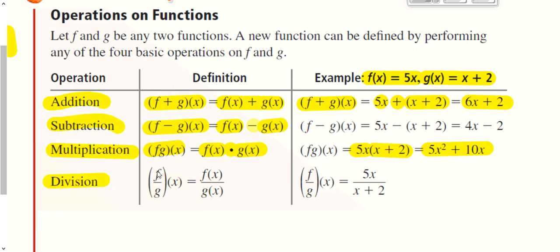Division, if it says f divided by g of x, then you have f of x divided by g of x. So in this case, we would have 5x divided by x plus 2. In the subtraction, just to look back at that, 5x minus x plus 2, you have to distribute that negative. So 5x minus x is 4x, and then minus 2, because you have to distribute the negative on. So let's look at an example now.